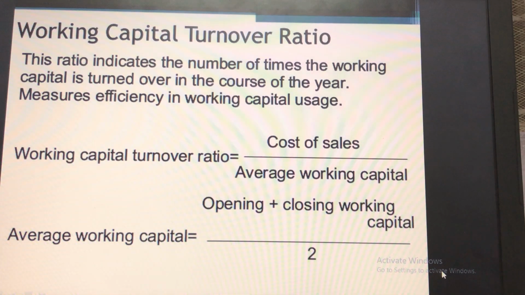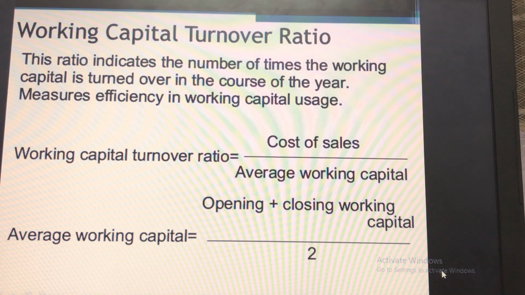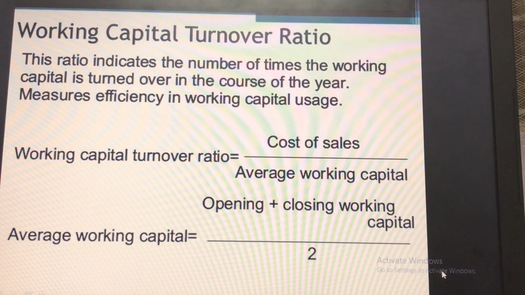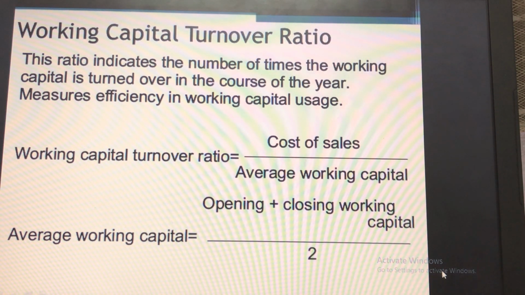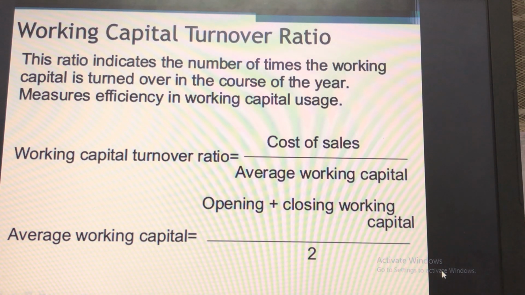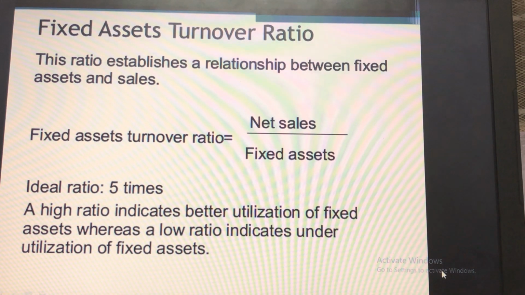Working capital turnover ratio. This ratio indicates the number of times the working capital is turned over in the course of the year. Measures efficiency in working capital usage. Working capital turnover ratio is equal to cost of sales divided by average working capital. Average working capital is equal to opening working capital plus closing working capital divided by 2.